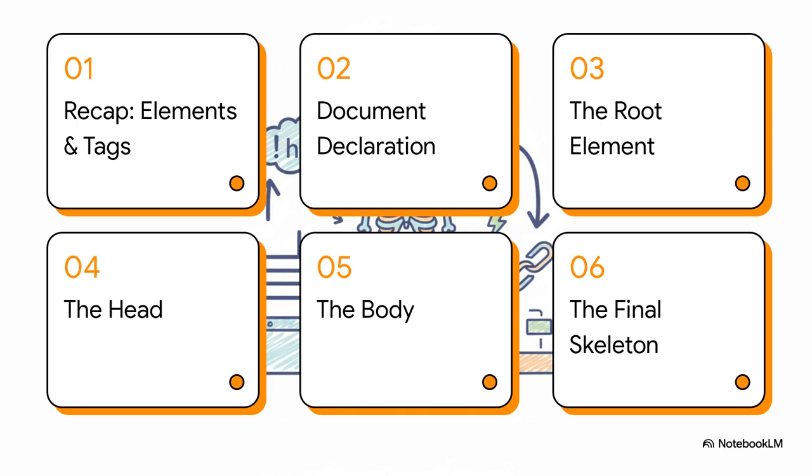Okay, so here's our roadmap. We'll kick things off with a quick refresher on elements and tags. Then, we'll build our skeleton piece by piece. The document declaration, the main root element, the head for all that behind-the-scenes data, and then the body for all the visible content. And finally, we'll put it all together and see the complete skeleton.